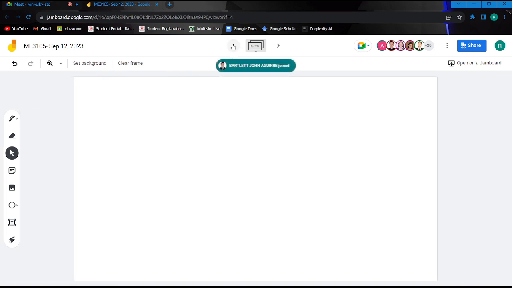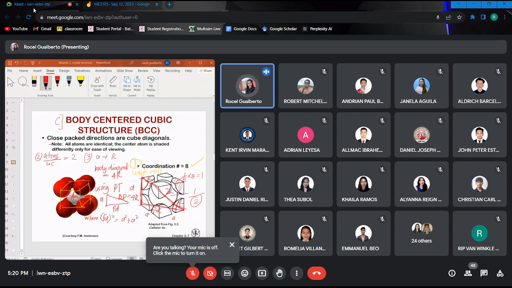Okay? You use the Pythagorean theorem. This is the body diagonal equal to 4R. You find the value of the face diagonal and this one would be A. So, yan po yung gagamitin natin.